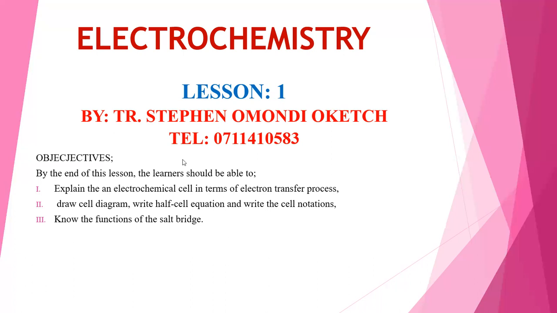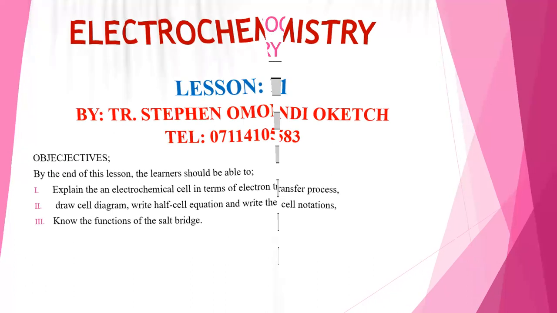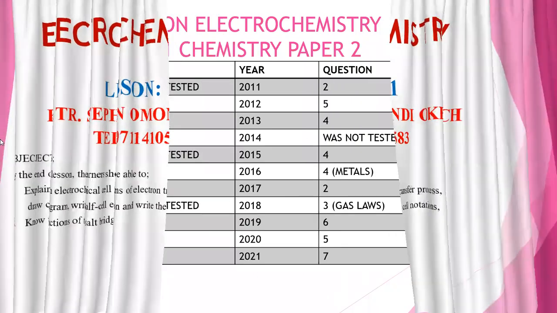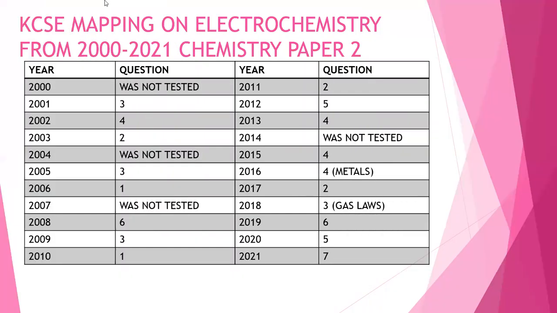Now, I want us to check the next slide. That is the KCSE mapping on this topic, the KCSE mapping on electrochemistry from 2000 to 2021, mostly in chemistry paper 2. So this is a topic which is highly examinable in the KCSE examinations.